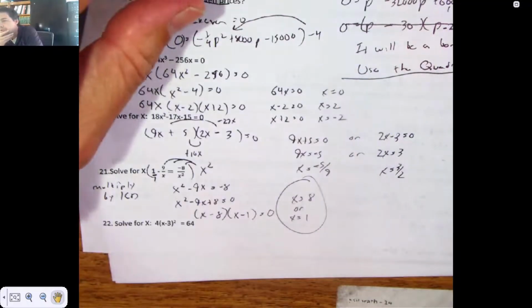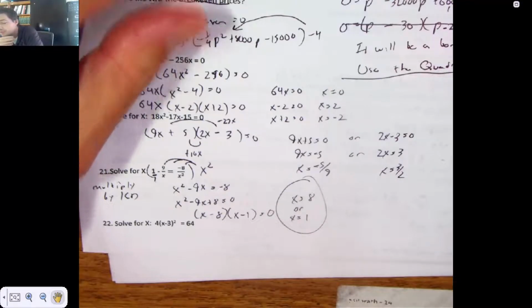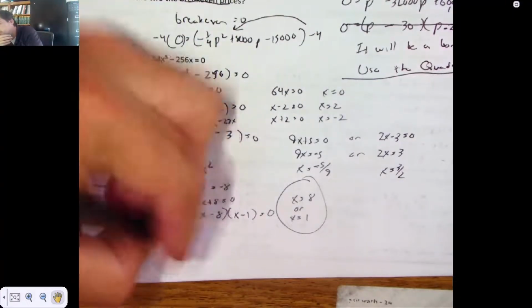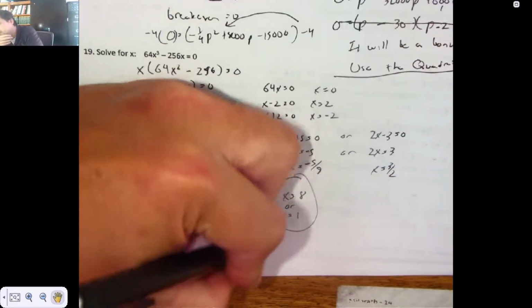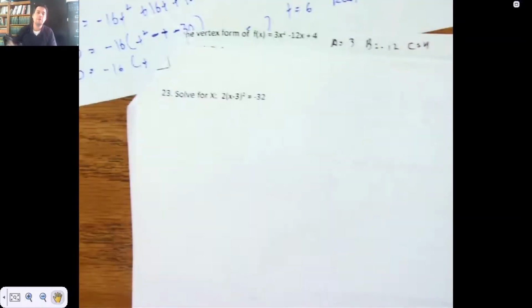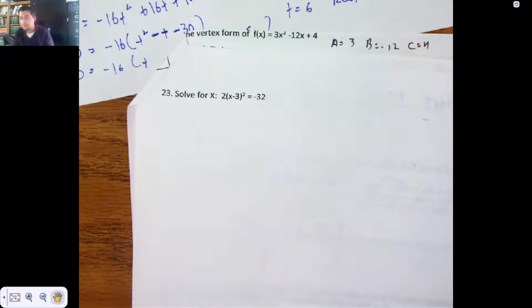22, this was the lesson I actually taught today, which was to solve by taking square roots. Divide by 4. X minus 3 squared is 16. Take the square root. X minus 3 is plus or minus 4. Easy peasy. X is going to be 3 plus 4 or 3 minus 4. So x is either 7 or x is negative 1. Two answers there.